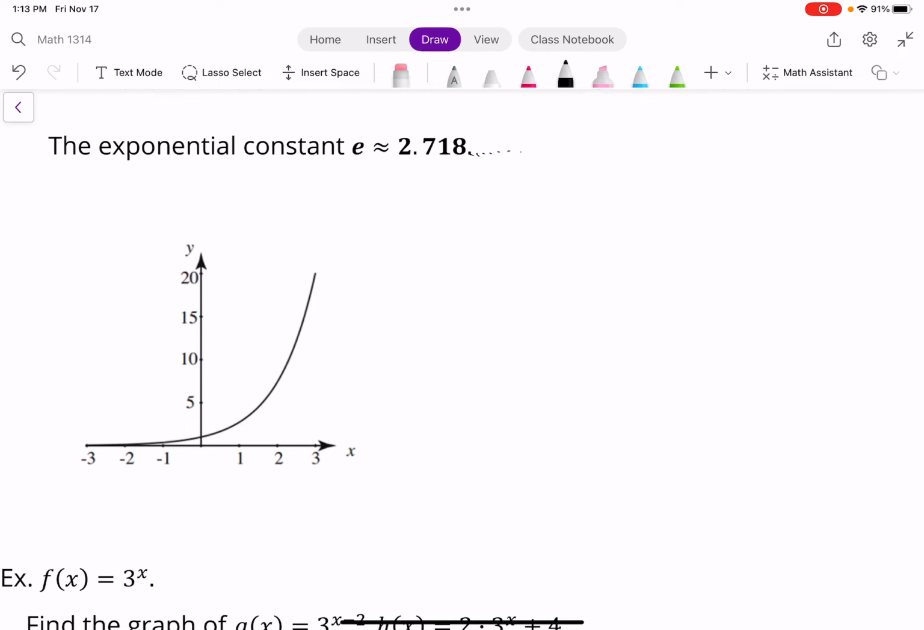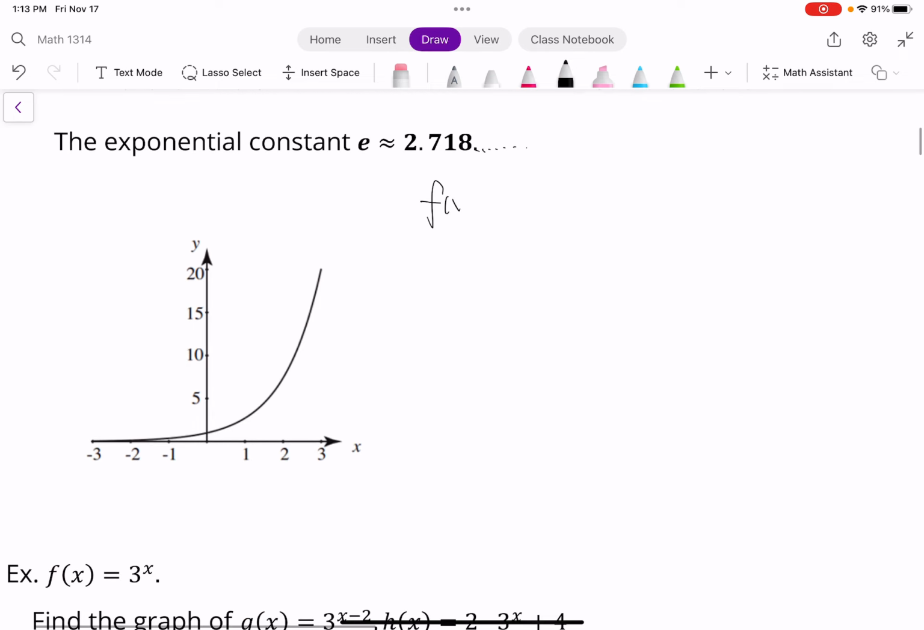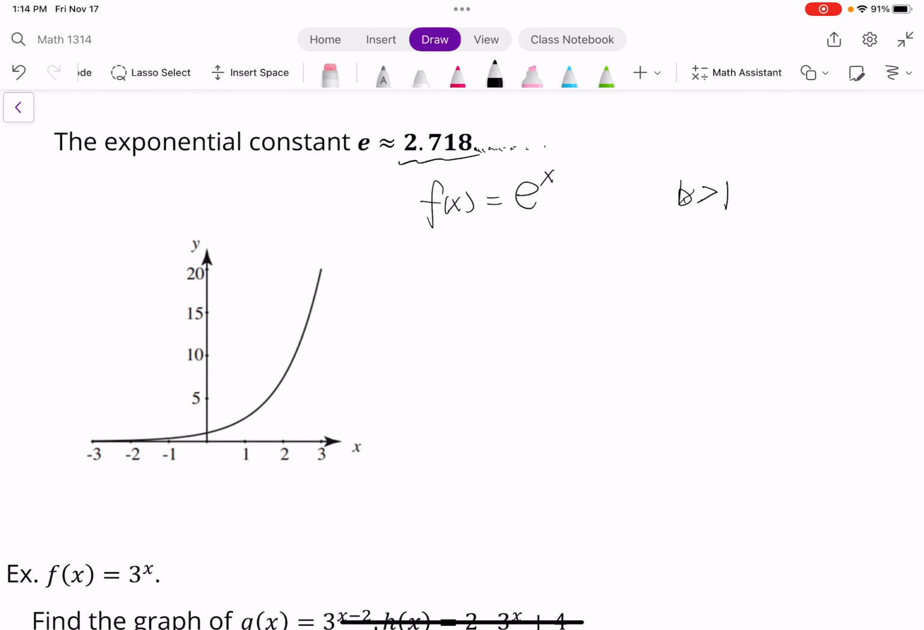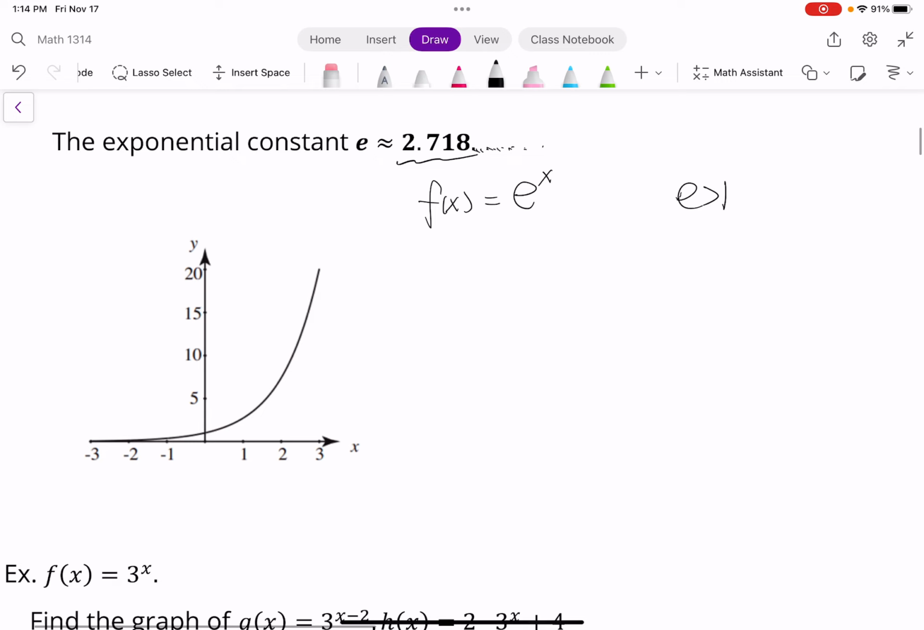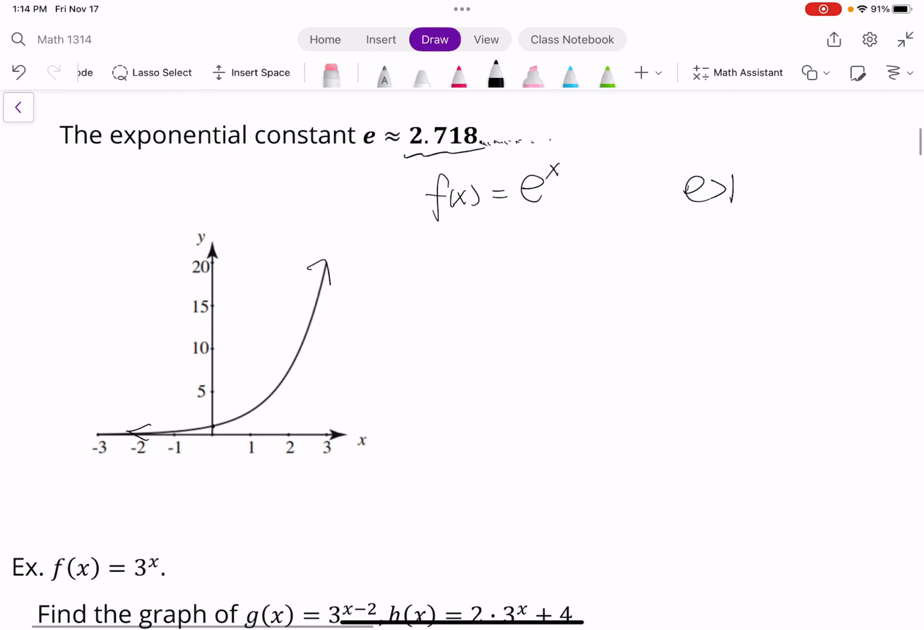The exponential constant e: if I have a function f of x equals e to the x, the e is about 2.718 and so on. Then we are having an increasing function because the base e is greater than 1. So we are having an increasing function, and my graph will also go through the point (0, 1).